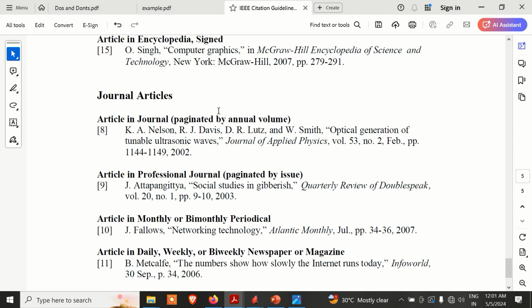So the next session is all about how to document, how to convert into PDF or EPS files, PostScript files.